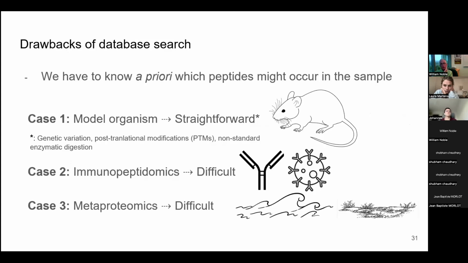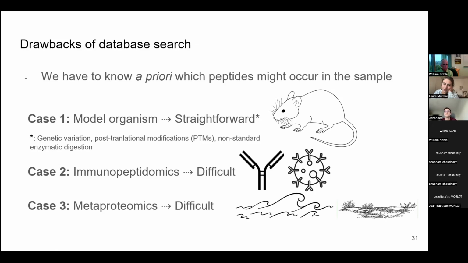And of course, the drawbacks to database search should be fairly obvious. You have to know a priori which peptides are likely to occur in the sample. So if you're working in a model organism, like human or mouse, we have the complete genome. We can typically infer what all the peptide sequences would be that would be produced by that genome. The drawback, of course, is that you typically don't capture things like genetic variation. You might not get all the post-translational modifications, PTMs. And there are also some issues around handling non-standard enzymatic digestion, different ways of digesting the peptides initially.